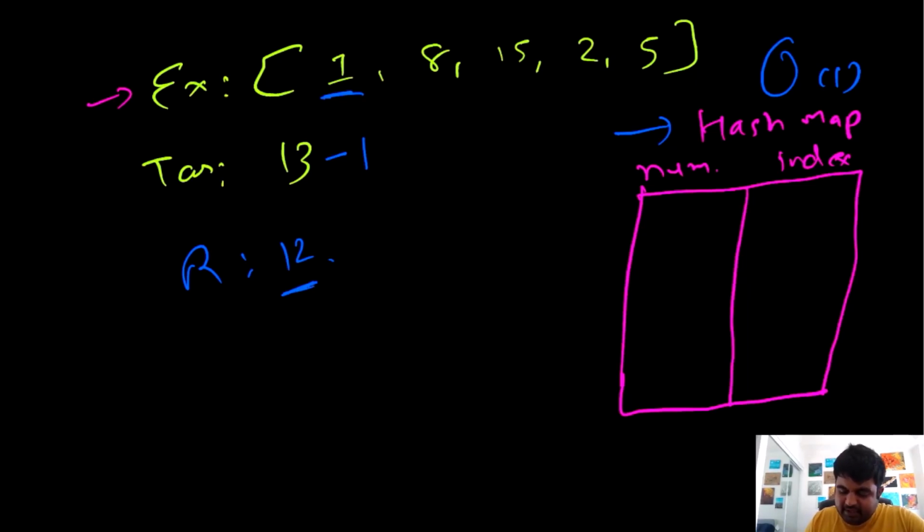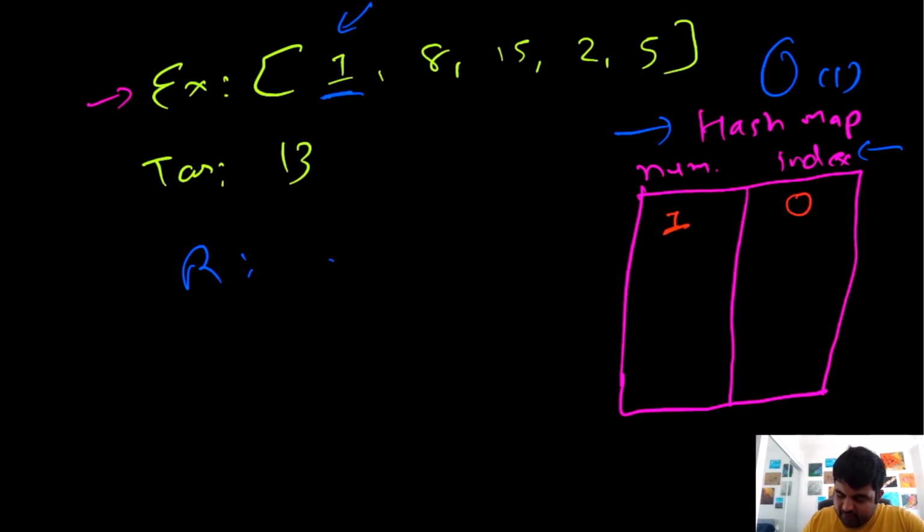Because 12 does not exist, we will add this value and its index position to this hash map to see whether in future we can use it or not. So we will add the value as 1, and we will add the index value as 0. Again we will repeat the same process. So now we will move on to the next value.